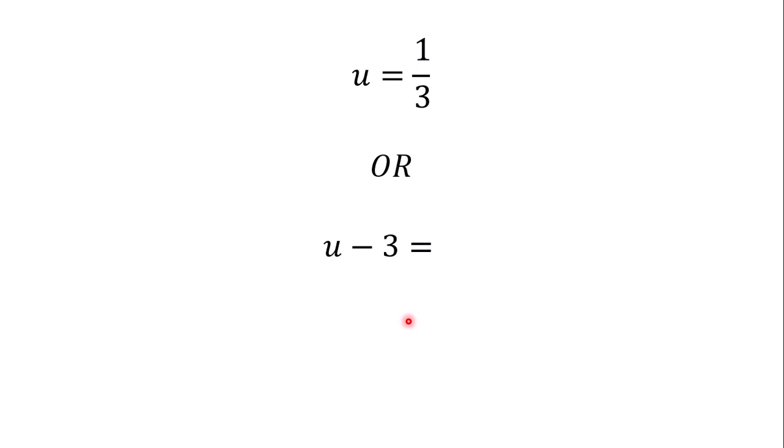Or, okay, u minus 3 is equal to 0. So what is the value of u? So u is equal to 3. But the value of u is not the actual answer that we are looking for. We just do the substitution.